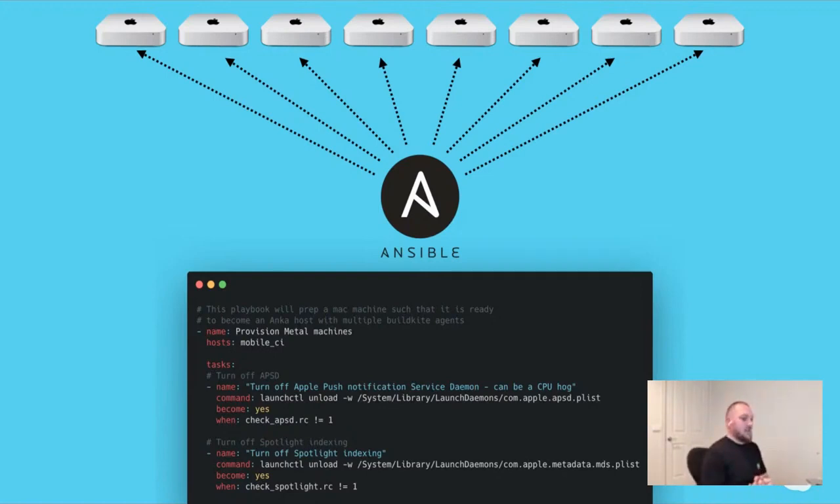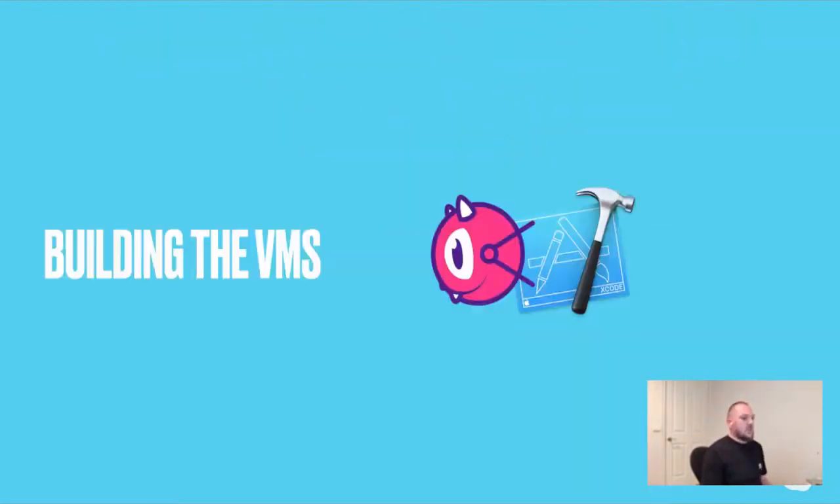When we need to add a new metal machine, all we have to do is update an inventory file. So Ansible runs on this concept of inventory, and it's just a text file with IP addresses or host names, and we just add a new one in there, and then I run the playbook, and it will run against all of the machines, and it will make sure that they're all uniform. And provisioning a new piece of metal is quite fast. It doesn't take that long.